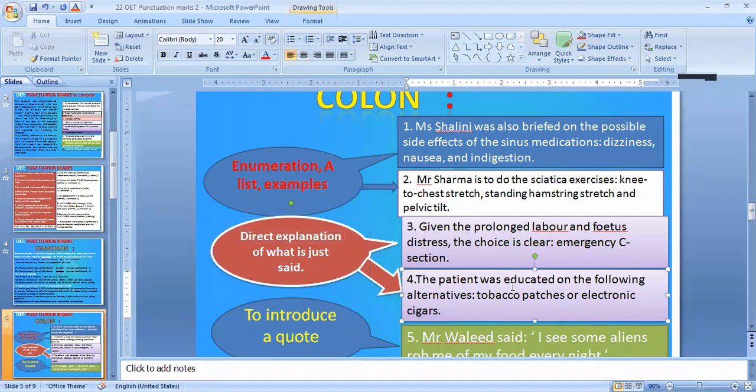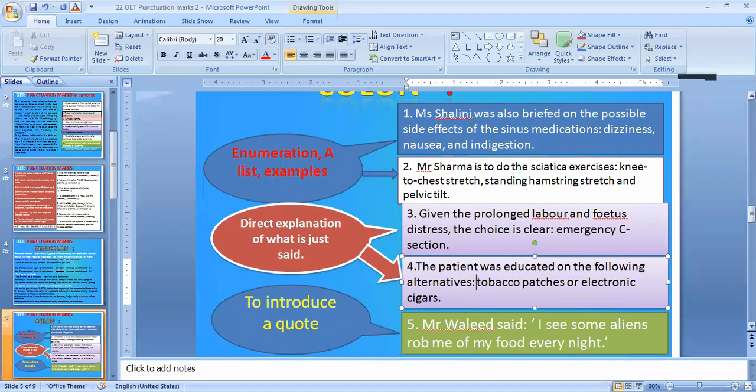Same thing, the patient was educated on the following alternatives. What are the alternatives? Tobacco patches or electronic cigars. Now, colon is used to introduce a quote. Here is a quote. Quote means what somebody has said.